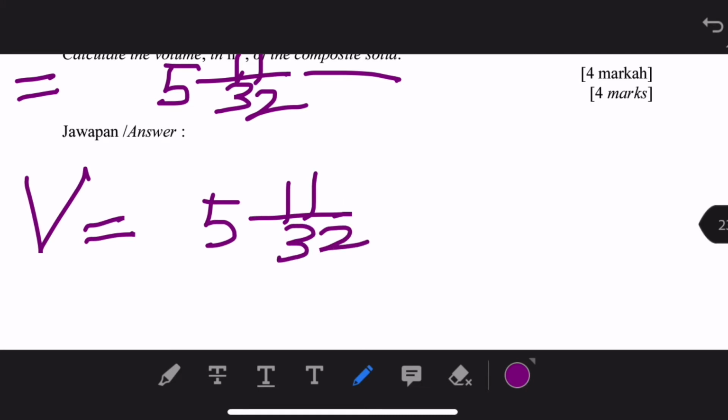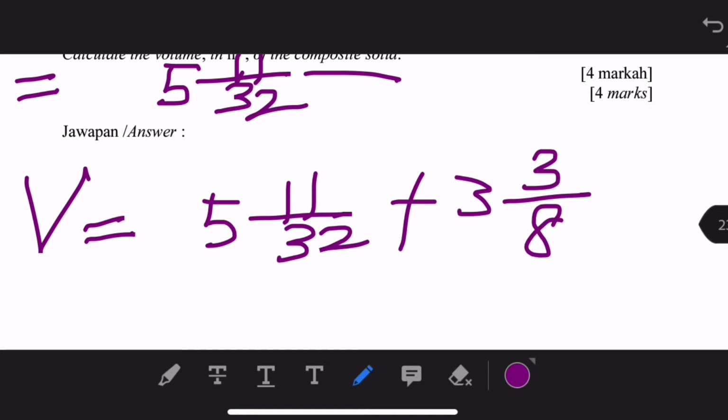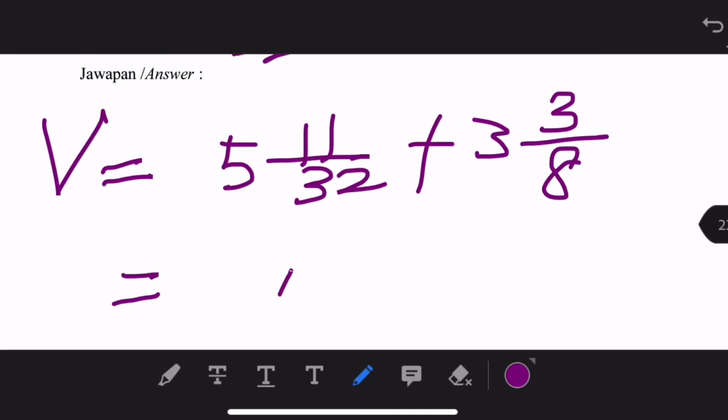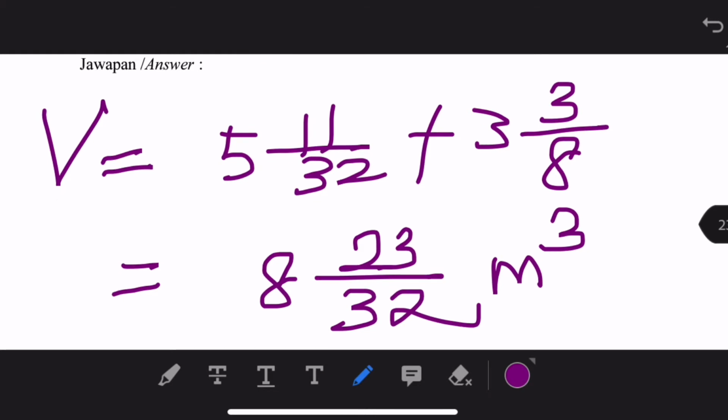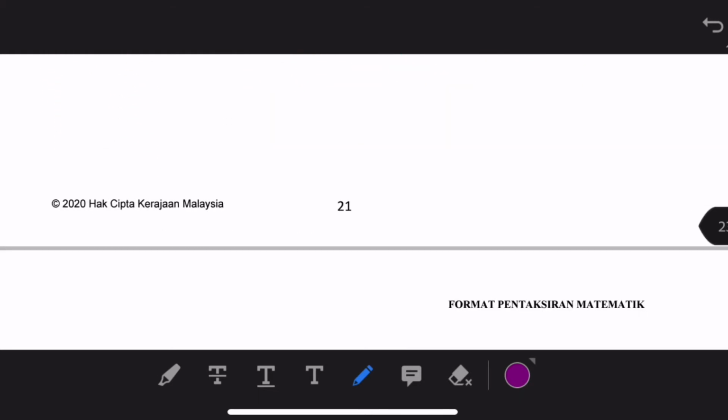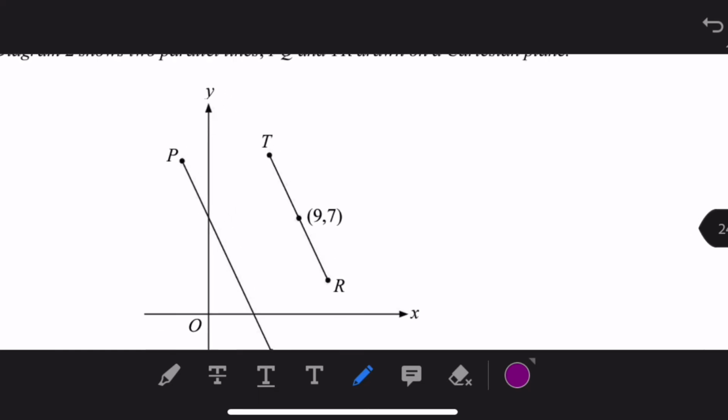So the volume for the composite solid is equal to 5 11/32 plus 3 3/8. So the answer will be 8 23/32 cubic meter, right? So it's better to give the answer in fraction. Okay, let's proceed to the next one.